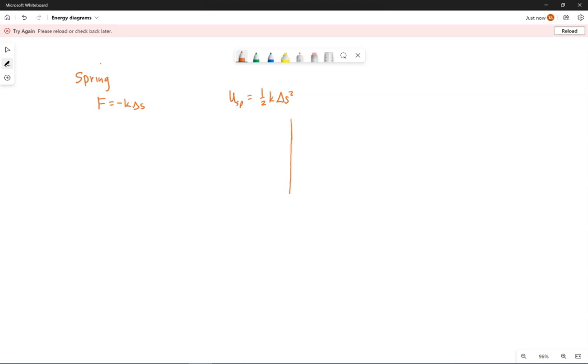So if I were to graph energy versus S, this S equals 0 would represent the equilibrium location of the spring, meaning the spring is not compressed or stretched.